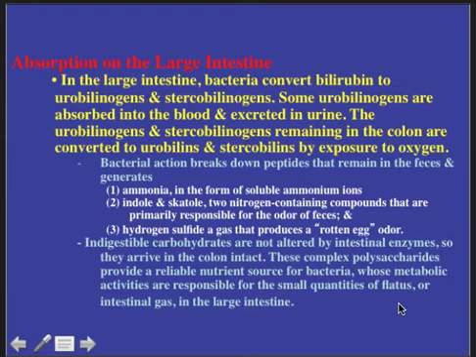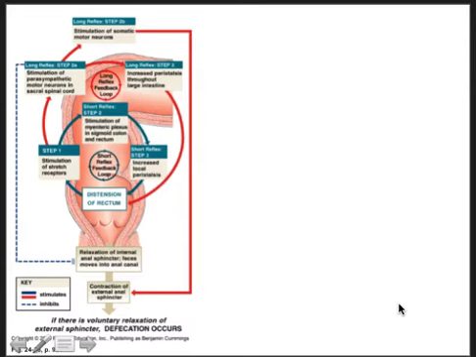Indigestible carbs are not altered by intestinal enzymes, so they arrive intact at the colon. These molecules provide a reliable nutrient source for the bacteria, and they're able to break this down, and in the act of doing so, produce gas. Okay, so this is where our intestinal gas comes from, the bacterial activity. So anything that supplements bacterial growth is going to increase the amount of intestinal gas. So think about compounds that you eat that have a lot of carbs in them, such as beans.